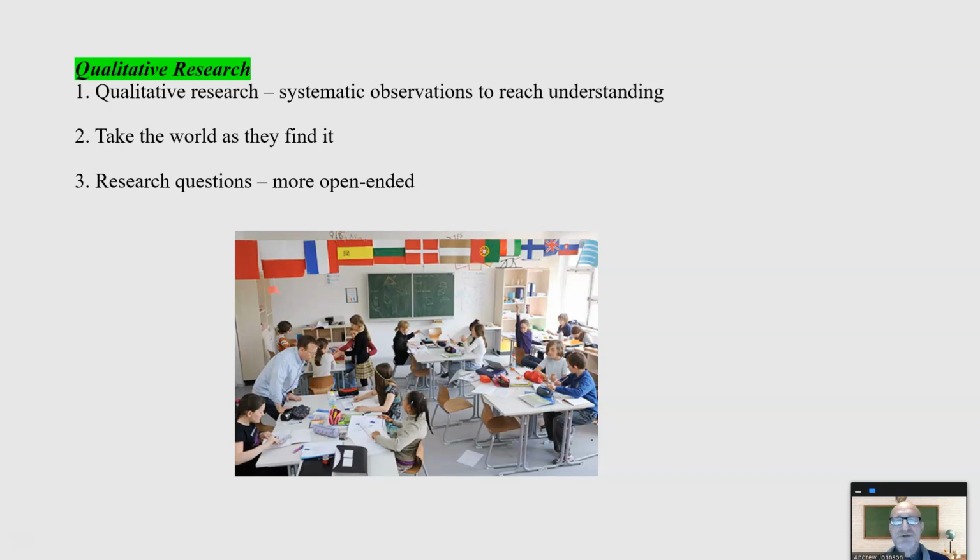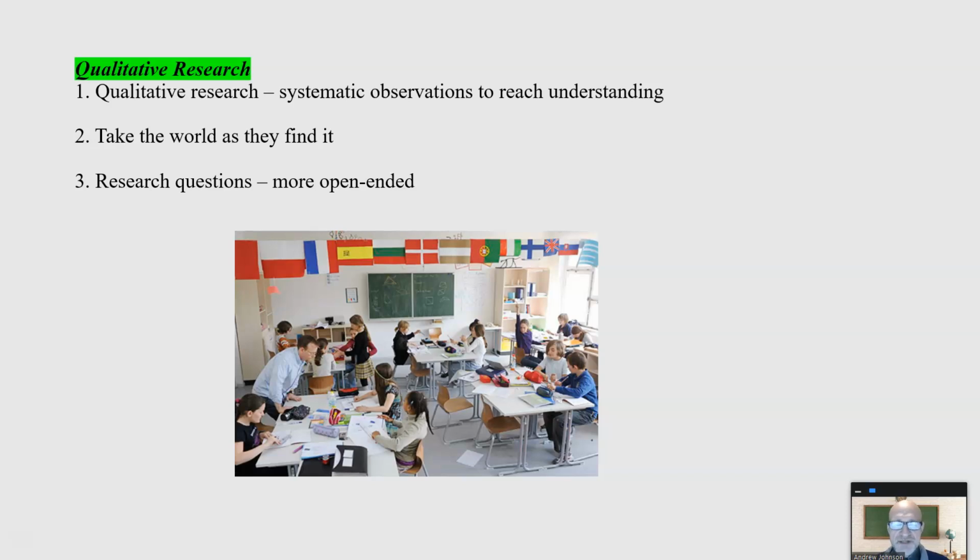Now, qualitative research, on the other hand, is systematic observation, not higgledy-piggledy, used to reach an understanding of phenomena. They take the world as they find it. They do not manipulate it. The questions are more open-ended. They're not declarative statements with a yes or no answer. There's plenty of room to collect collateral data around the edges. So instead of a very clear view of a very narrow range of phenomena, you have a wider lens of a wider range of phenomena.